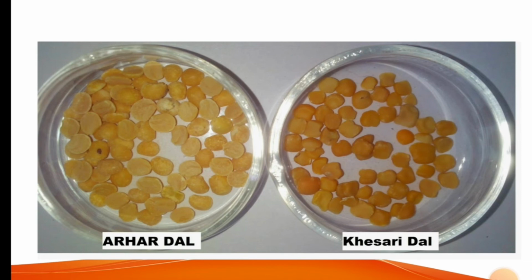First, arhar dal, which has a somewhat oval shape, right? But you see kesari dal, it is slanted to one side and square-like at the other side, which is called the wedge shape. Okay, so that's how we can detect it.